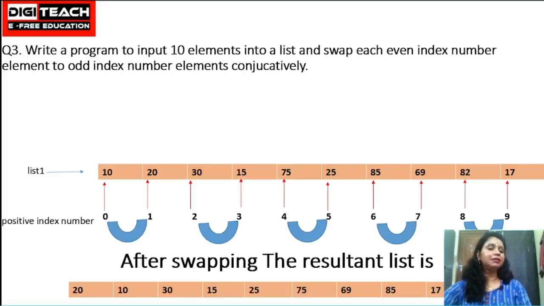Question number 3. Write a program to input 10 elements into a list and swap each even index number element to its odd index number element consecutively. That means here what will you do?